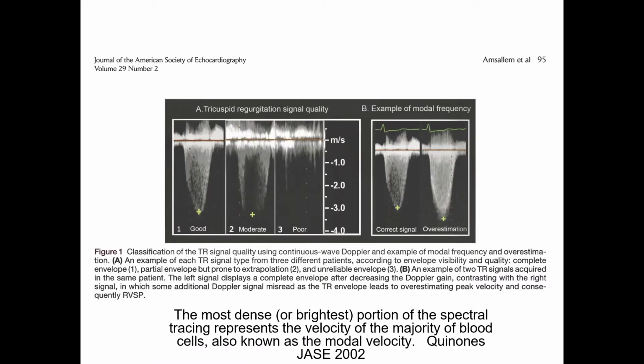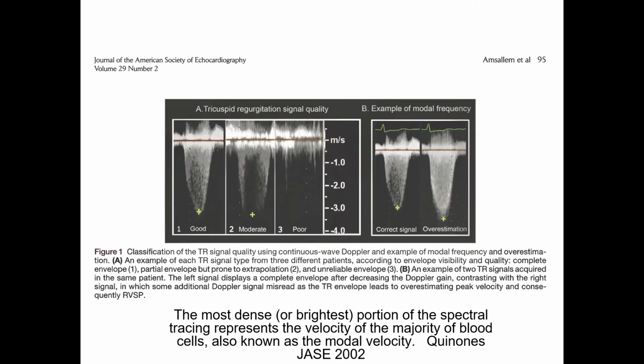In this slide, the authors suggest that a good tricuspid regurgitation signal is one in which there's a complete envelope together with a clearly defined point, so we can define what the maximum velocity is. A fair signal was one in which the images were a bit fuzzier, and a poor quality signal was one in which it was very hard to discern the velocity at all. In the group that had the highest proportion of good signals, the accuracy of estimation of right ventricular systolic pressure was greatest.